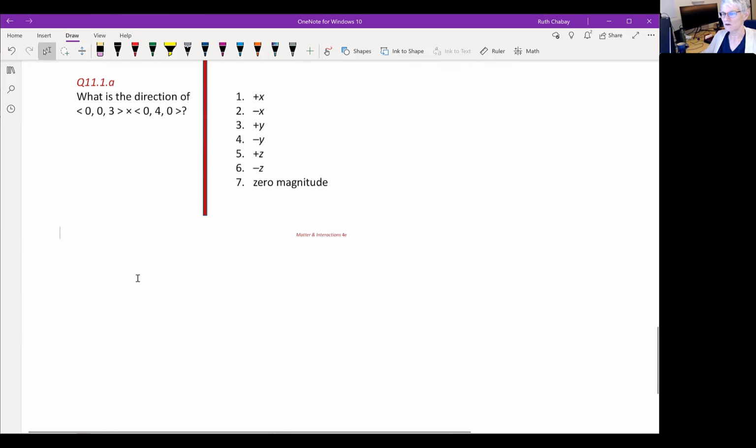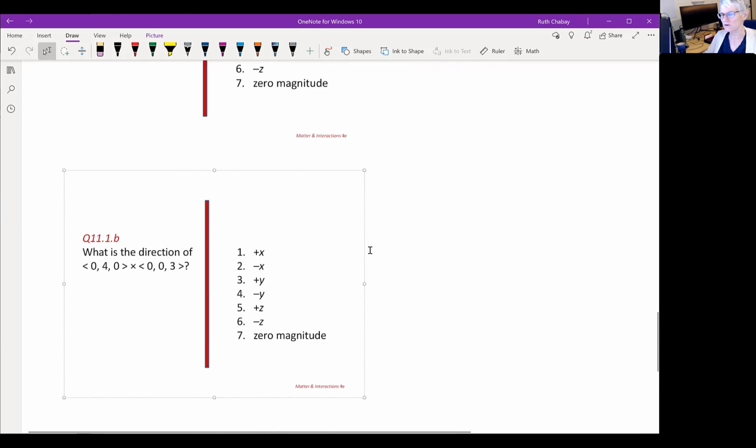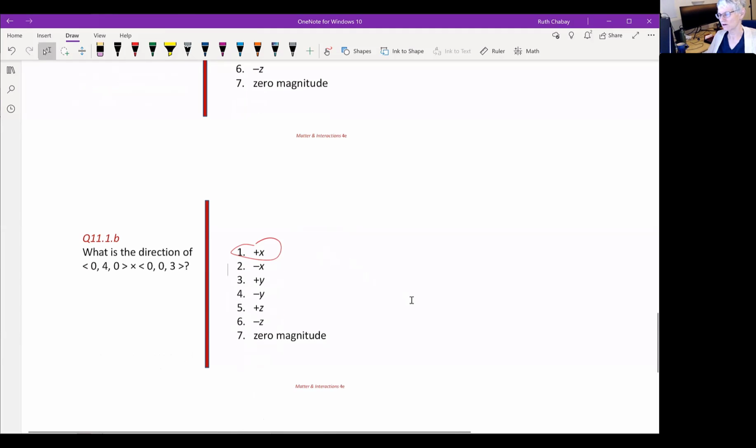So what would the answer be if we reverse the order of these vectors in the cross product? Before we did 003 cross 040. What would the answer be if we said 040 cross 003? Okay, so the overwhelming answer is plus x, and that's correct. y cross z definitely is in the plus x direction. And so you can see that the order of the vectors in the cross product makes a big difference. You've got to get it right.